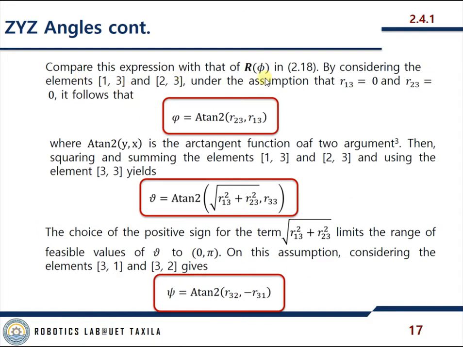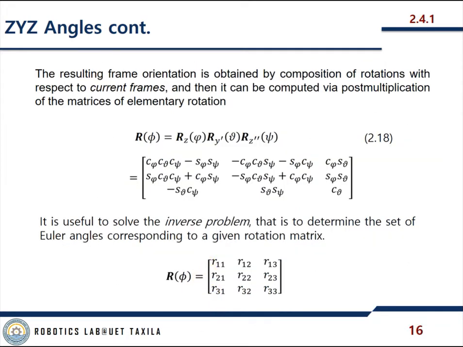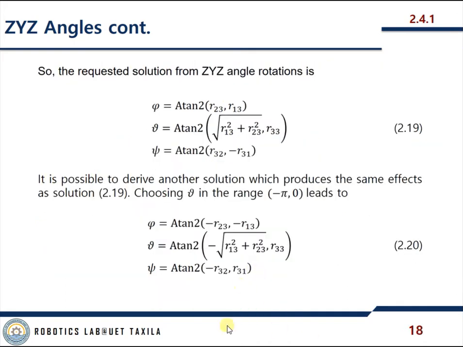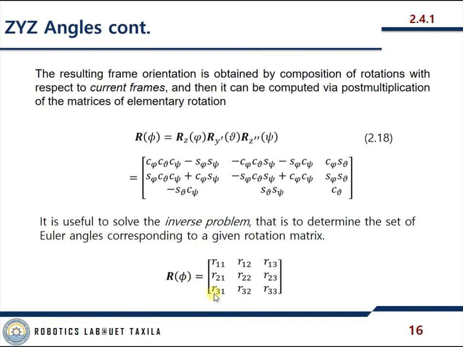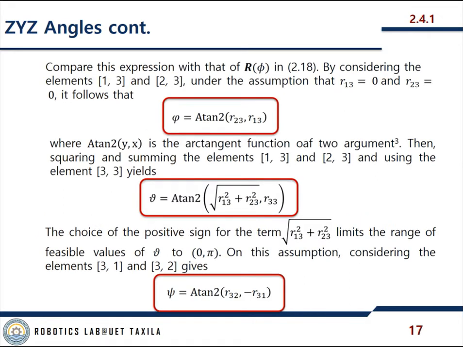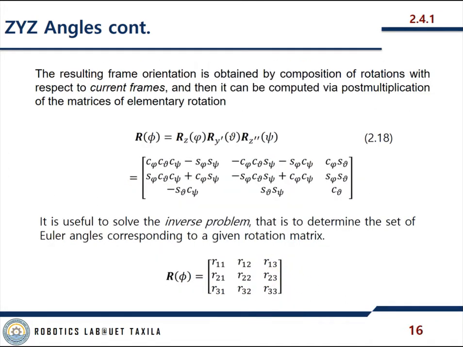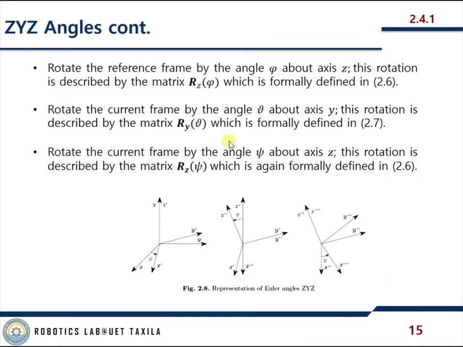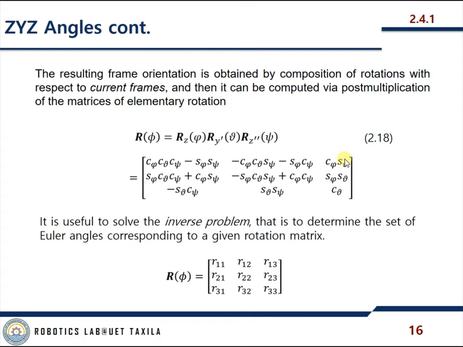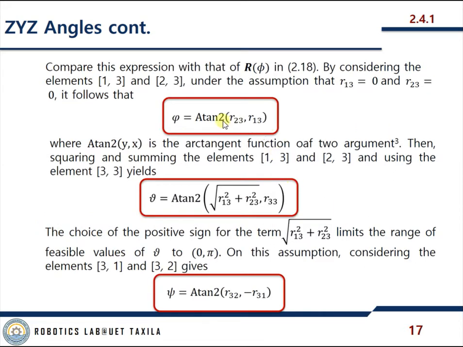Compare this expression with that of R of phi in 2.18 by considering the elements 1,3 and 2,3. So if you compare these two elements, 1,3 and 2,3, which is this one and this one, this one would be cancelled out and we'll get this. So we can calculate this angle, where atan2(y, x) is the arctangent or tangent inverse function of two arguments.